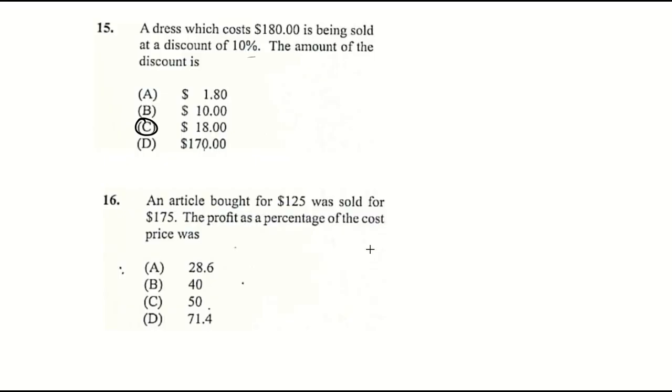This was the next repeated question, which was 50 over 125 multiplied by 100 over 1, which I believe was 50. Hold on. An article was bought for 125 and was sold for 175. So it's 50, then 50 over the cost price, which was 125. No, this is 2, sorry. The answer would have been 40. And that is how you would have done this question.